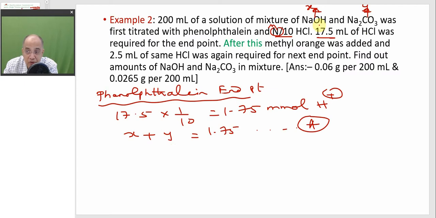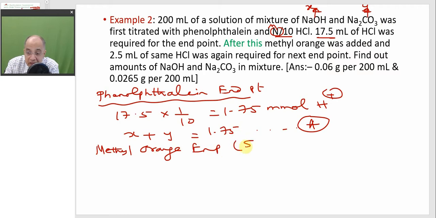Supposing number of millimoles of sodium hydroxide is X. So the number of millimoles of H plus ion consumed will be X. The number of millimoles of sodium carbonate is Y. So the number of millimoles of H plus consumed will be Y. So X plus Y is the total number of millimoles of H plus ion, and that we get from V1M1. So that is 1.75. Equation 1. Then after that, the methyl orange endpoint.